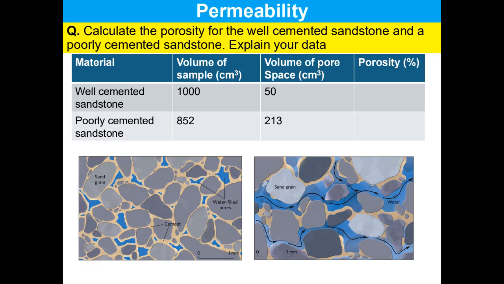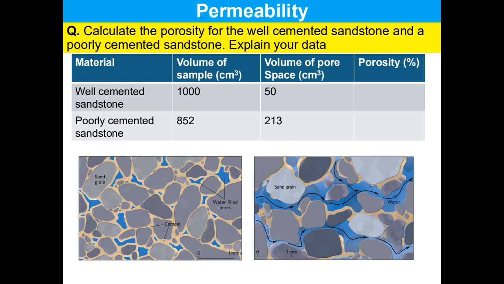Calculate the porosity for the well-cemented sandstone and a poorly cemented sandstone. Explain your data. So this one is well cemented, meaning that this gray brown color here between the grains is cement. And this one here where the water is located is the empty space. So this one is well cemented because you have a lot of cement, and this is poorly cemented. You have a little cement right here. So let's look, what do you think in terms of porosity? Which one would have more porosity? The well cemented or the poorly cemented?